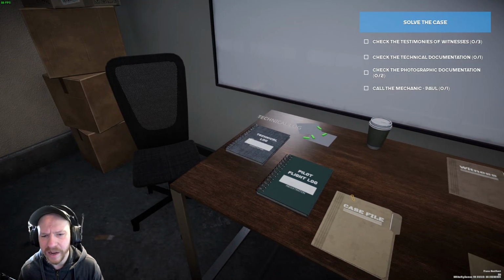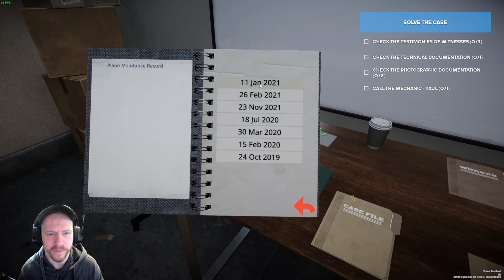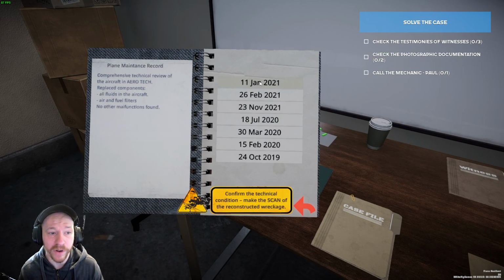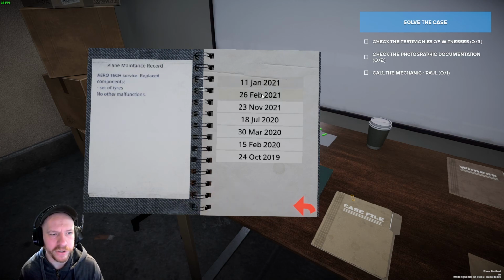Okay, right, now we have the testimonial log. No, the technical log, sorry. Comprehensive technical review of the aircraft in Aerotech. So now we have Aerotech's repaired the plane. Replace components, all fluids in the aircraft, air and fuel filters, no other malfunctions.